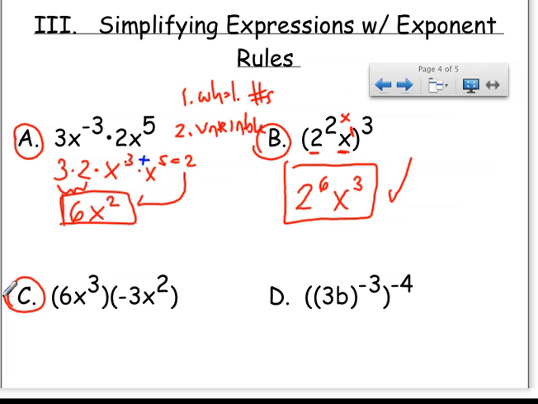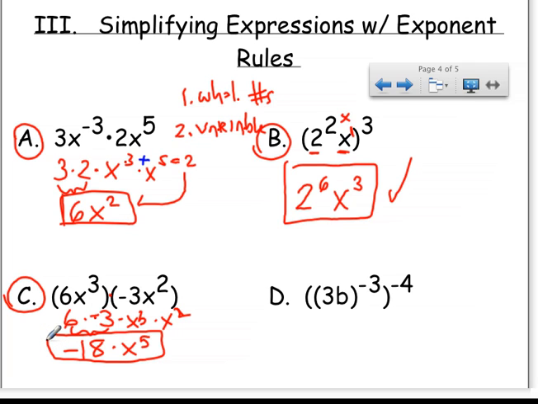6x to the third times negative 3x squared. Even though there's parentheses, it really just means you're multiplying those things together. I'll regroup first. 6 times negative 3 times x to the third times x squared. 6 times negative 3 is just multiplying, which is negative 18. And x to the third times x squared, you add the exponents using the product of powers rule, and it should have been negative 18 x to the fifth.